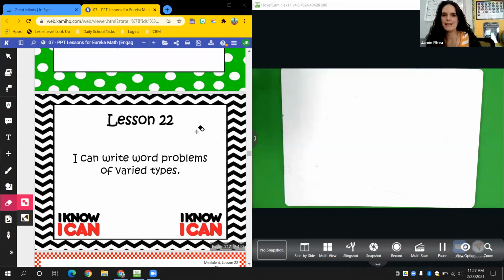Whoops, forgot to close that. Sorry. All right, I can write word problems of varied types. So today we're going to look at how to write a word problem using a tape diagram.